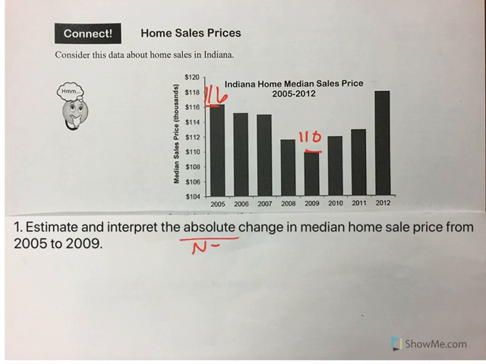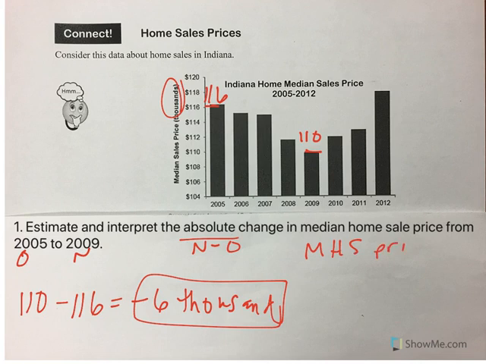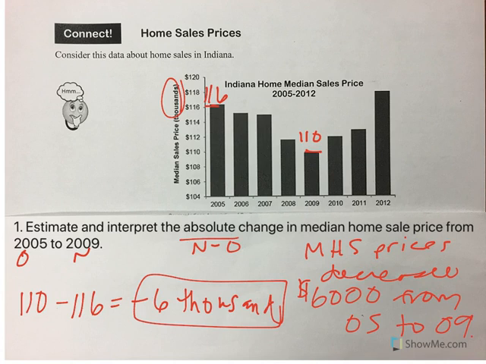So absolute change is new minus old. From 05 is old, 2009 would be new. So I start with 2009, 110, and I subtract old, which is 116, which gives me a negative 6,000, because this says in thousands. Interpreting that, it means the median home sale prices decreased, because we have a negative sign, $6,000 from 05 to 09. And there you go. The negative or positive tells you increase or decrease.